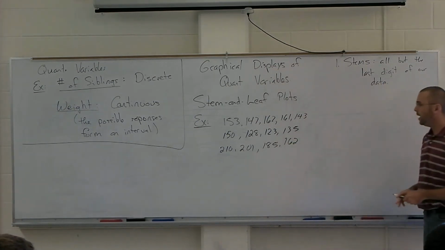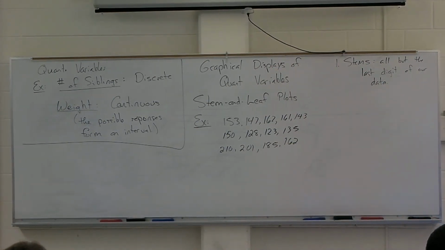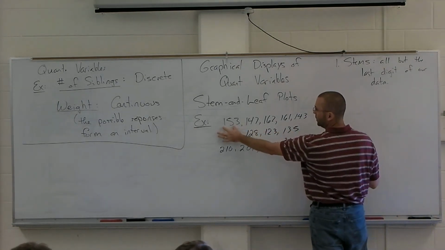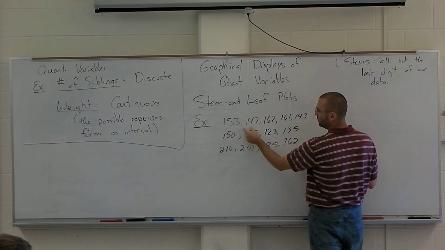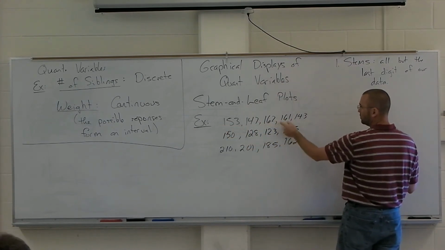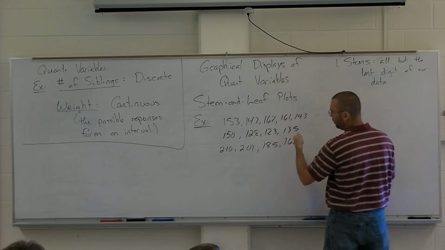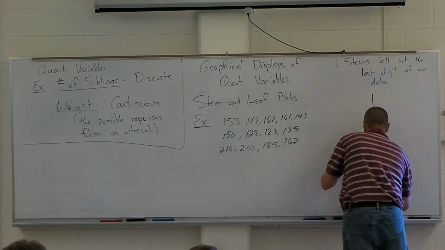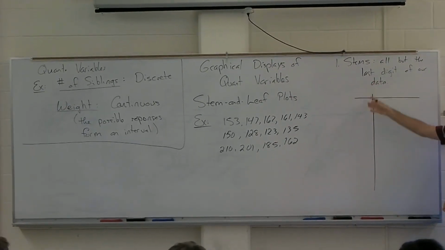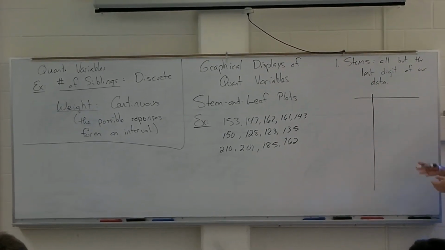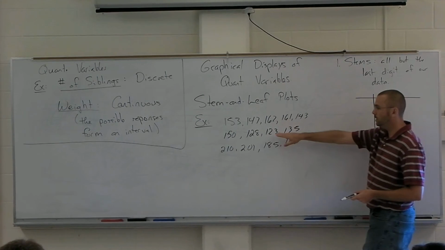Okay. Now, if you look at the data we have here, the stems that we're going to have are going to consist of the first two digits. So for example, the stem for this particular data value is 15. So this one would be 14, 16, 16, 14, so on and so forth. And what I'm going to do is draw a vertical line, and on the left-hand side of that vertical line, I'm going to write out all of my different stem values.